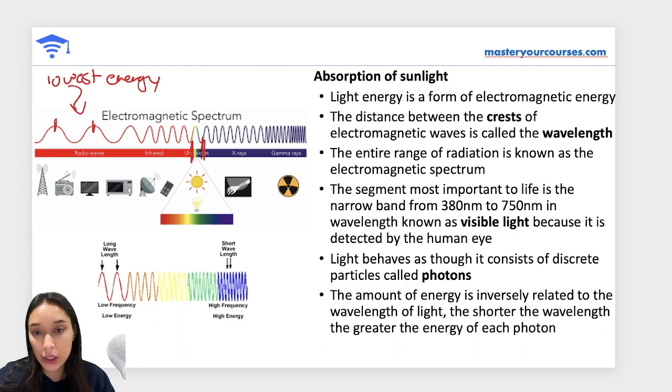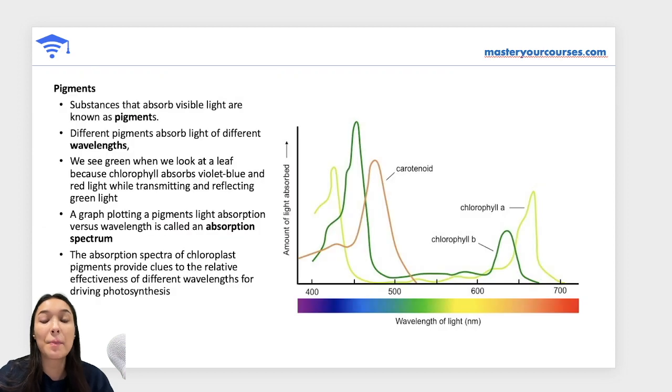And these ones over here that are very close to one another have the highest energy. So radio waves are the lowest, and gamma rays, for example, are the highest. Now going on to pigments, the substances that absorb visible light are what's known as pigments.